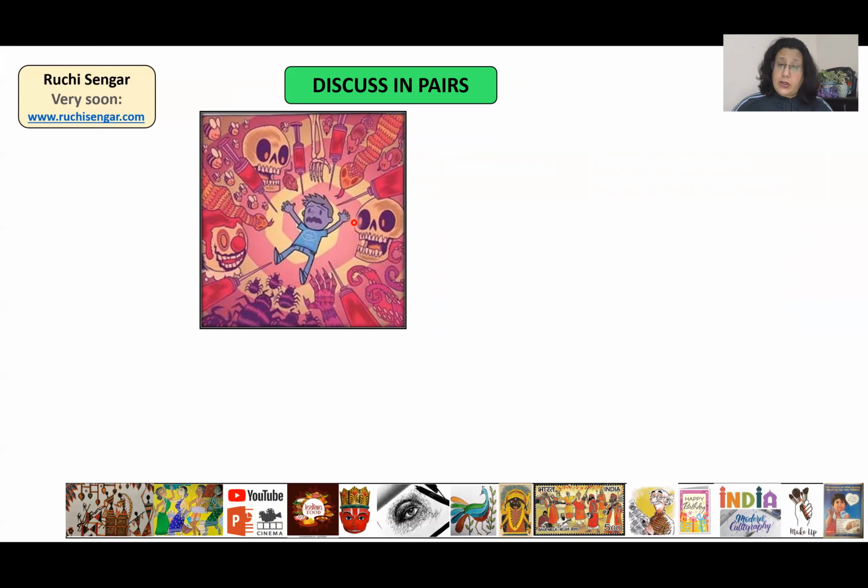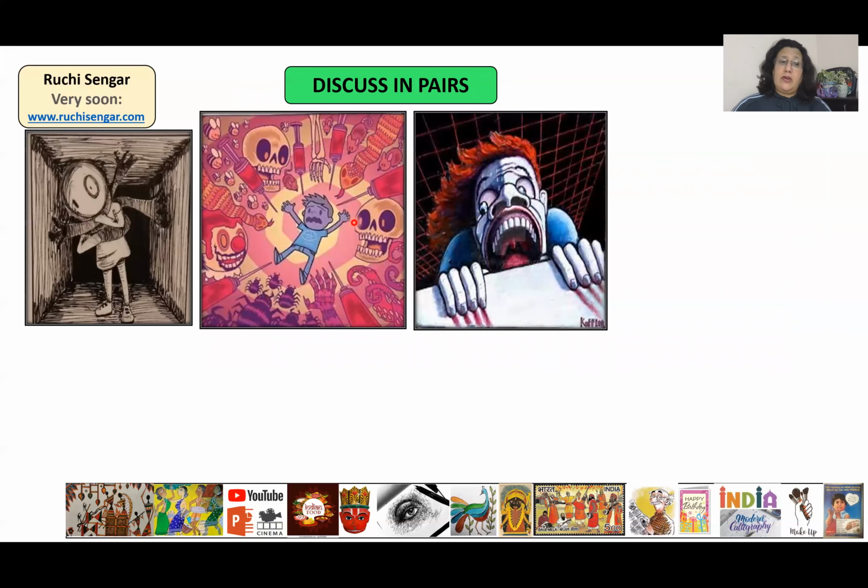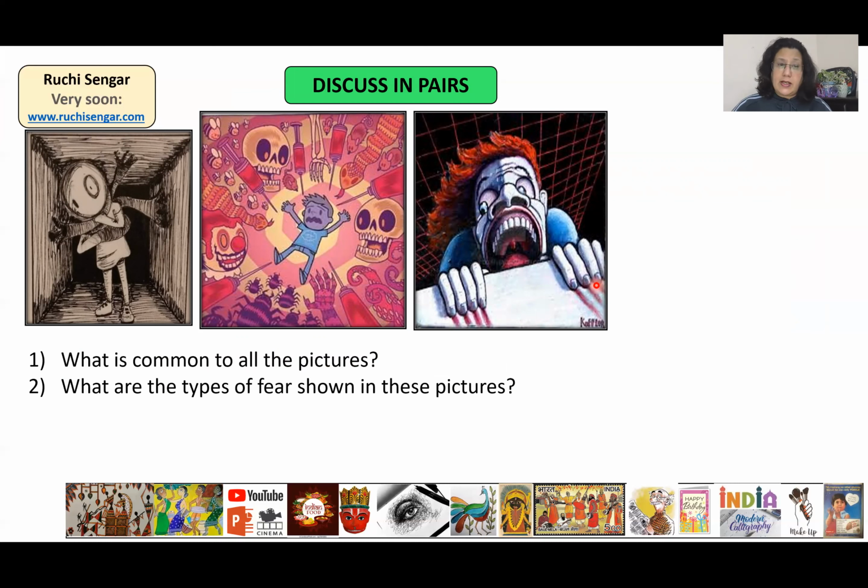So yeah, that's great. So what are the kind of questions I would like to ask? I'd show these and I'd say, what is common to all the pictures? Wait for an answer. What are the types of fear shown in these pictures? So this is fear of the dark, somebody said. Somebody said fear of closed spaces, fear of falling down, of heights.